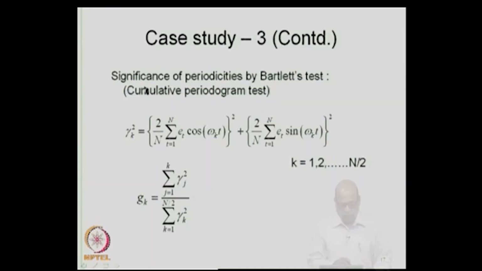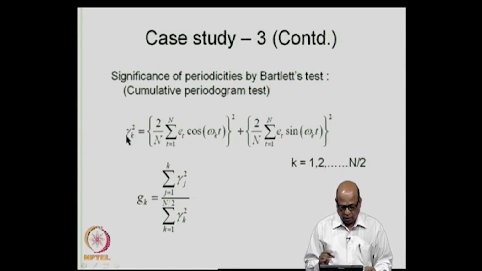Now, the cumulative periodogram test, which I will discuss now, will apply to case study number 3, which is Kaveri river flows. If you recall, in the Bartlett's test, again we formulate gamma k square, which is 2 by n summation e t cos omega k t plus 2 by n summation e t sin omega k t, whole square. So, this is gamma k square. This we do for k is equal to 1, 2, etcetera, n by 2.